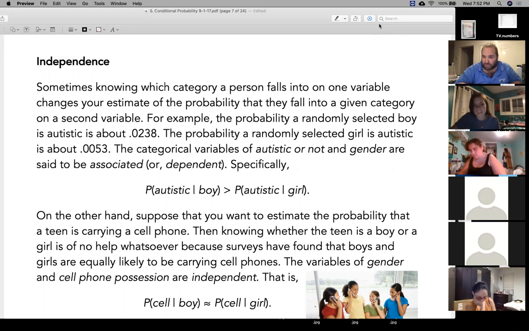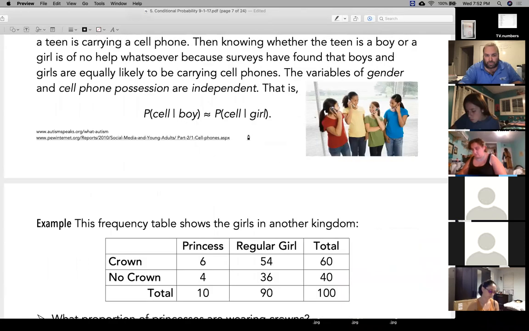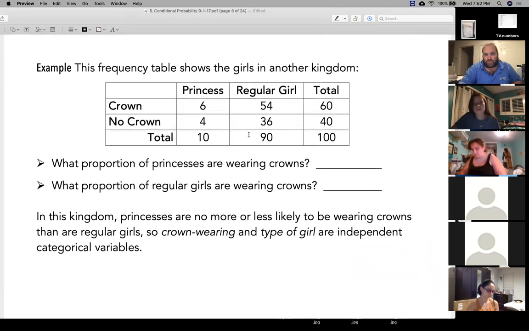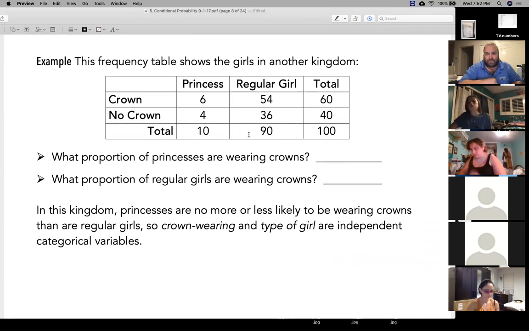Okay, does that make sense? Yeah. Yes, no, maybe so? Yeah, it does. Okay. So, we of course want to make this more rigorous. So let's look at the next slide. This frequency table shows the girls in another kingdom. This is a different kingdom altogether. Okay. We have how many, well, first study this chart for a second. Go ahead and study this chart for a second.